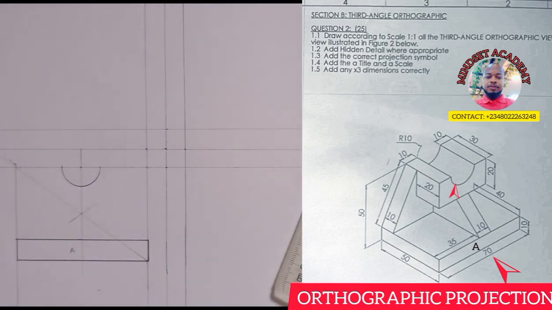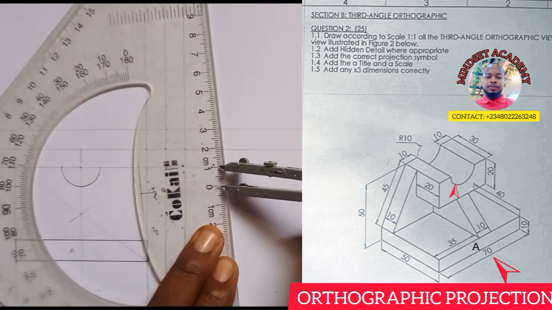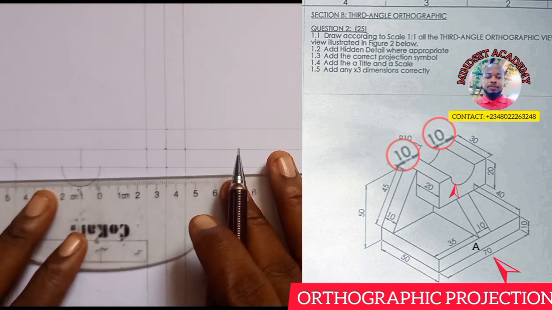That's the radius of what? Of 10. Right? That is the radius of 10. So the next thing is another demarcation that we have there. Away from that radius of 10 is 10 millimeter each. So I'm going to measure 10 away from that point.